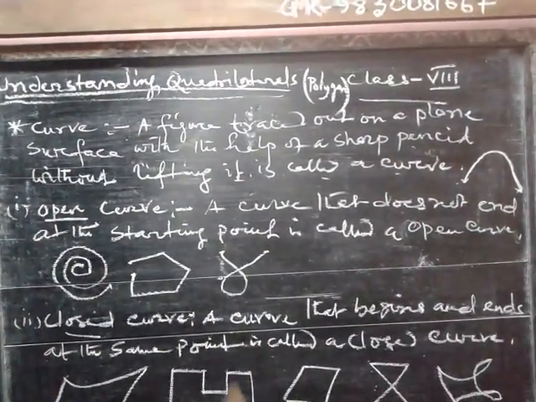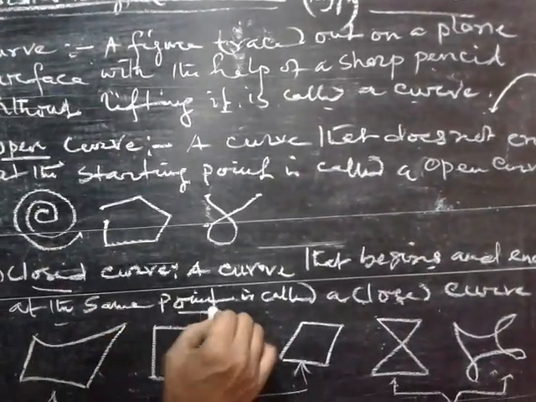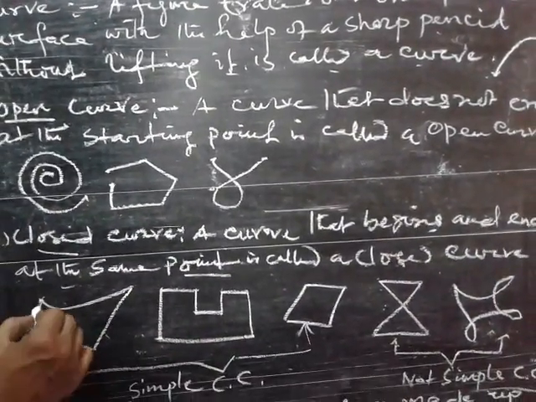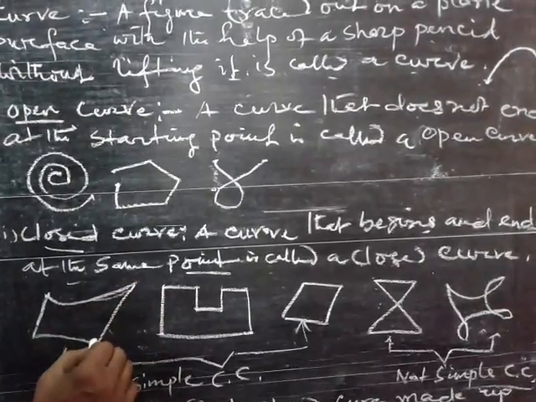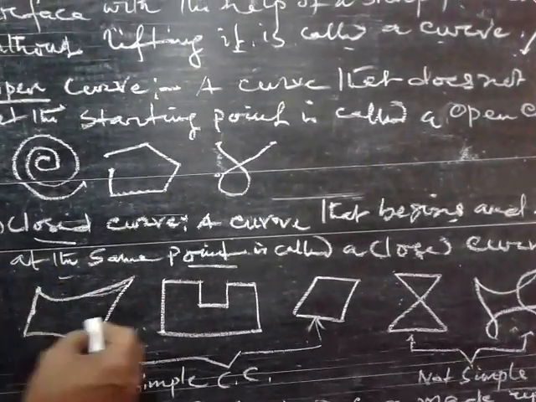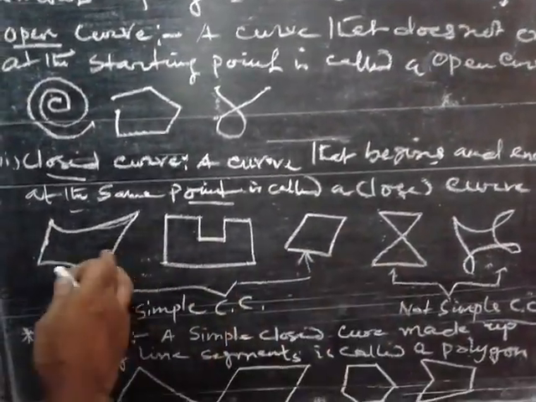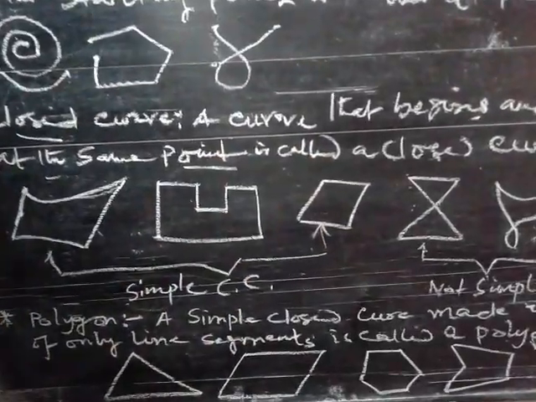Now closed curve, what does it mean? A curve that begins and ends at the same point. Suppose it starts from here, it has gone over there like this, and comes back so that the end point is the starting point. So all these types of figures that we are getting are closed curves.